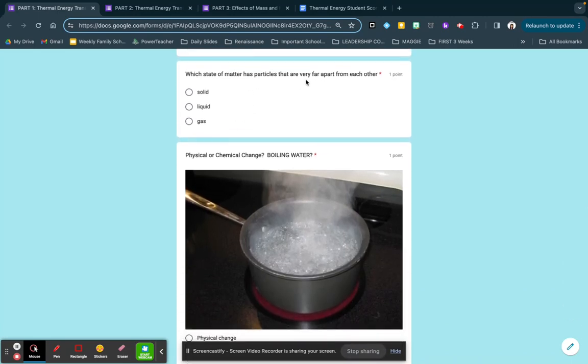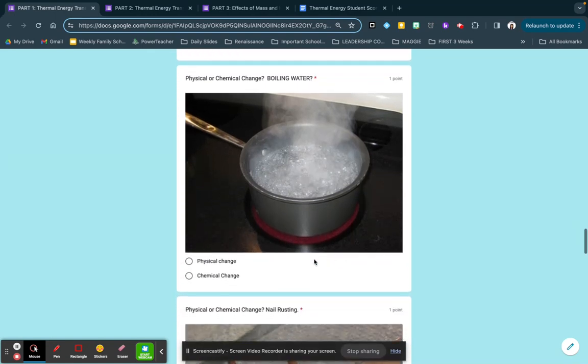Which state of matter has particles that are very far apart from one another? Is that a solid, a liquid, or a gas? If those particles or molecules are really far apart from one another, is that a solid, a liquid, or a gas? All right, here's a picture of boiling water. Boiling water, is that a physical change or a chemical change?